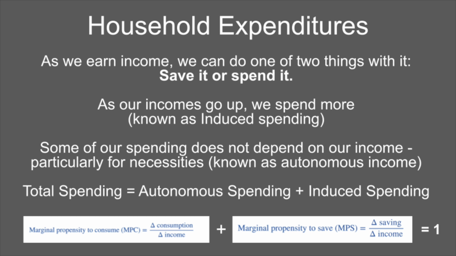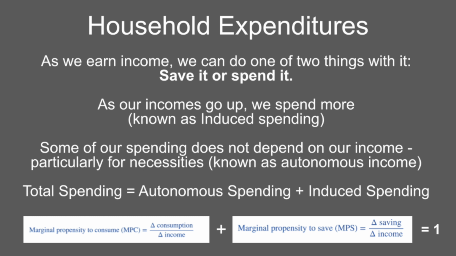This is autonomous spending. Induced spending: if you suddenly get a good job that pays lots of money, you're probably going to go out to dinner more or buy more steak, less hamburger. That's induced spending. And when we think about spending, our total spending is made up of the combination of the two. The induced spending plus the autonomous spending gives us our total spending.